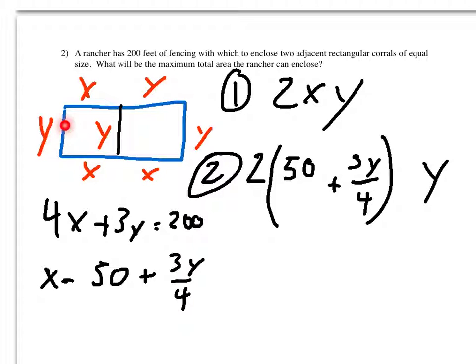So this y times 2x is the area. I don't get it. Yeah. Y times 2x is the area. You're recording right now.